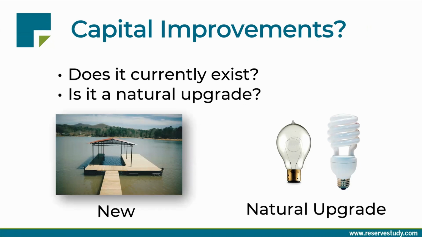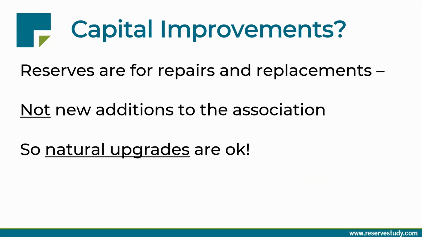That's the key. But if the asset needs to be replaced, it's totally fine to do a natural upgrade, like you see on the slide. Replacing an incandescent light with another light that uses electricity, like maybe an LED. Just remember, if the asset or project exists is the key distinction. Remember that reserves offset ongoing deterioration of existing assets. Reserves are not a slush fund to be used to buy new things for the association. If your board ever has a question on the issue, once again, reach out to your reserve study provider for clarification. We're here to help.